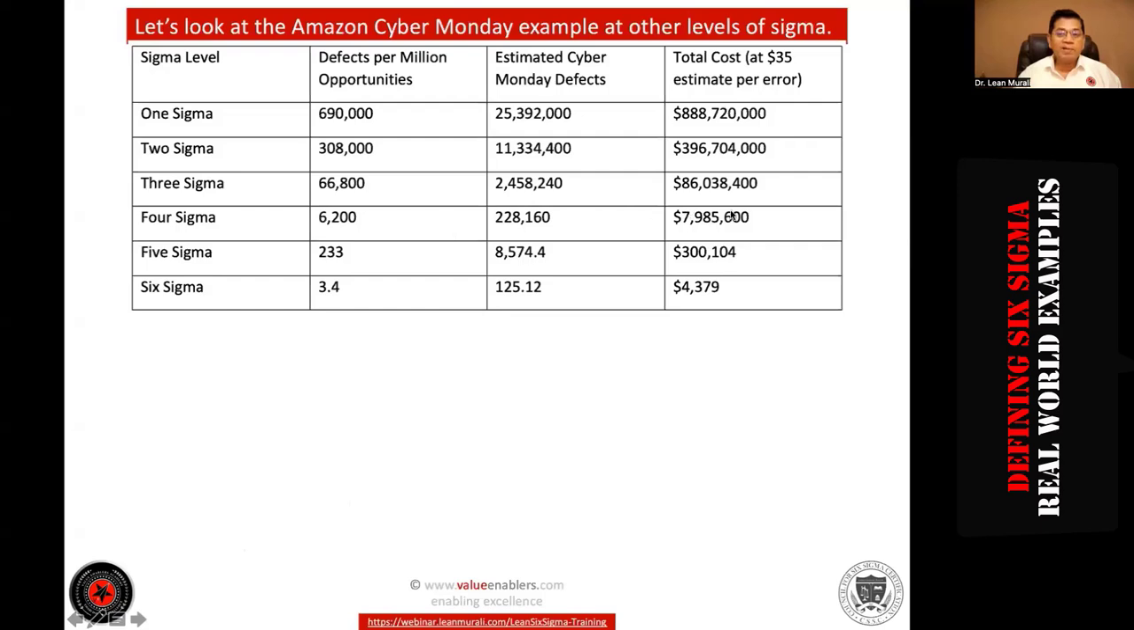At 4 Sigma level, it is about 7.9 million. And at 3 Sigma level, it is about 86 million. My God, all of you type, oh my God, in the chat box. This is the cost of errors for Amazon if it is at a lower Six Sigma level. The higher the Six Sigma level, the lower the variation and the better things are.